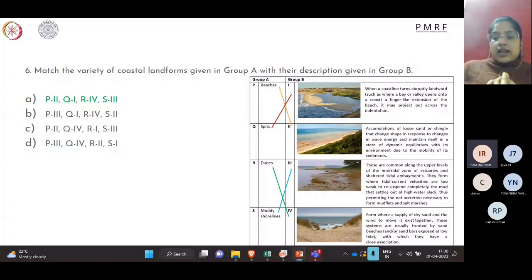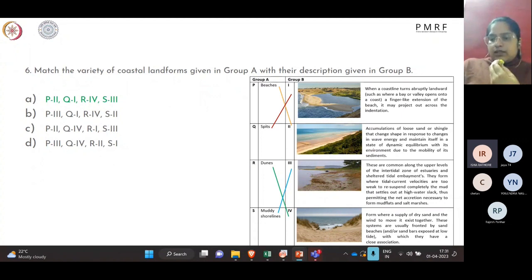And these systems are usually fronted by sand beaches or sandbars, which are exposed at low tide, and they have a close association. So dunes are these small ridges and valleys formed because of the movement of wind and sediments. So this is what a dune looks like, as shown in the figure in option 4.